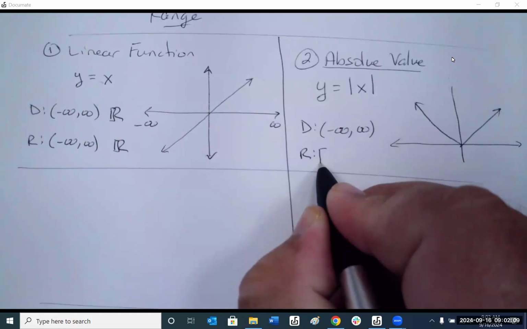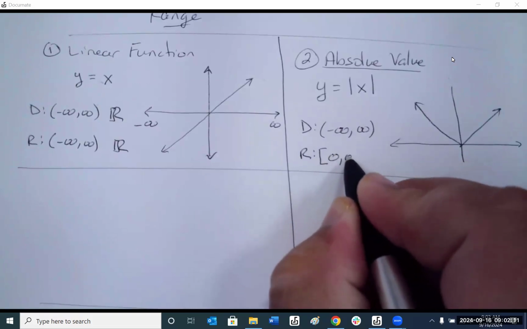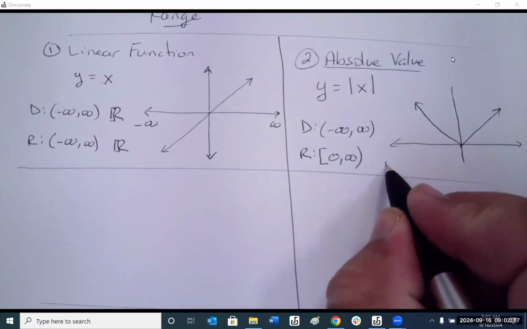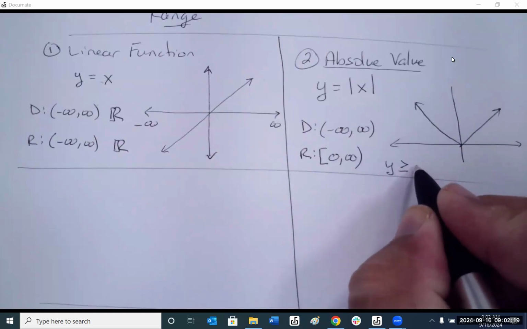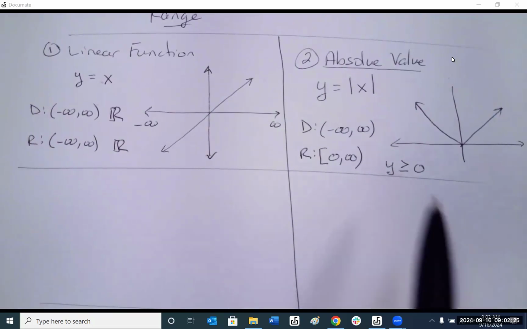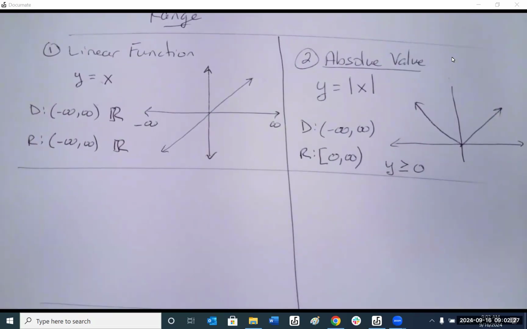Can we use 0? Yes. We can write the range like that, or we can write the range like this, because the domain deals with the x and the range deals with the y. So far, so good.